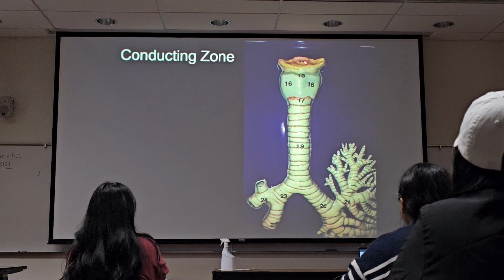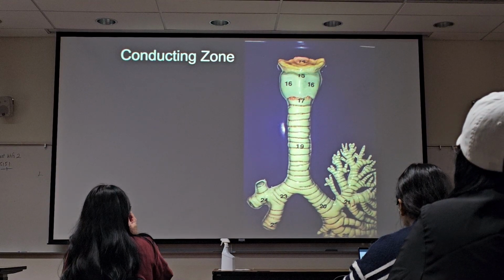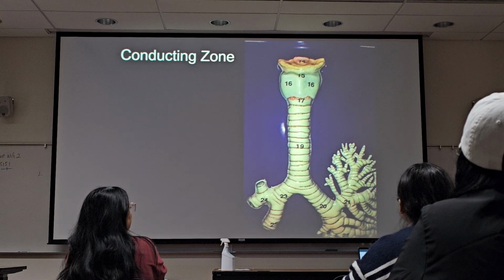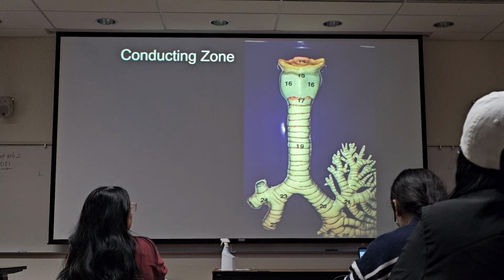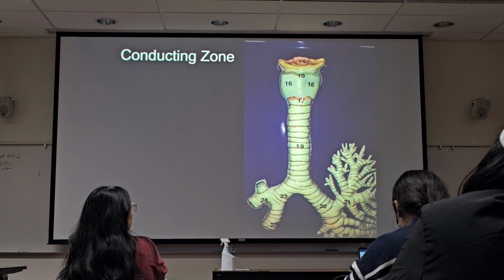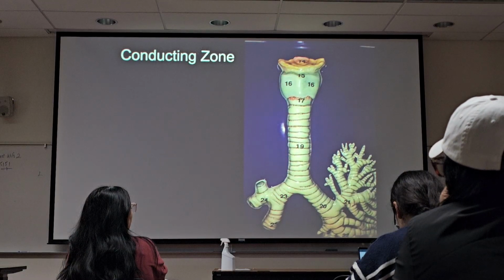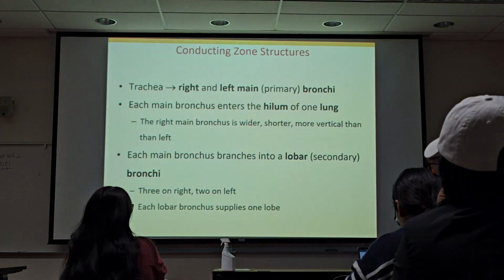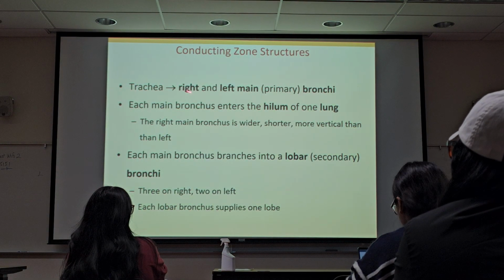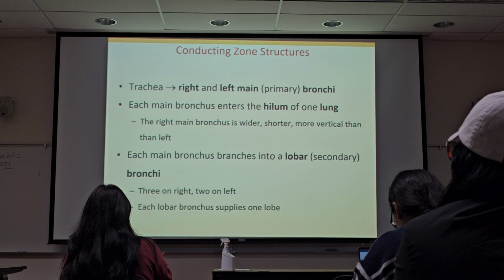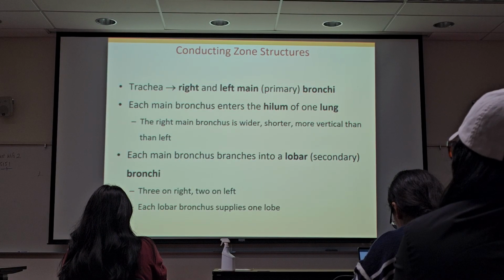So the conducting zone. Here's the larynx. We went from the nose, traveled all the way back behind in the nasal pharynx, down the pharynx, into the larynx, and into the trachea. And then we divide into the right and left bronchi. Here's a pathway: trachea, arrow, right and left main bronchi, also called the primary bronchi.